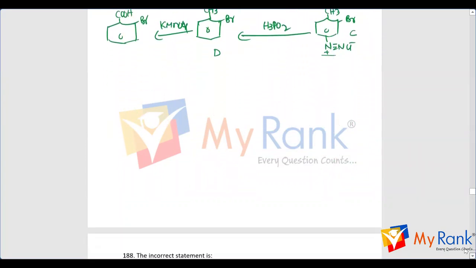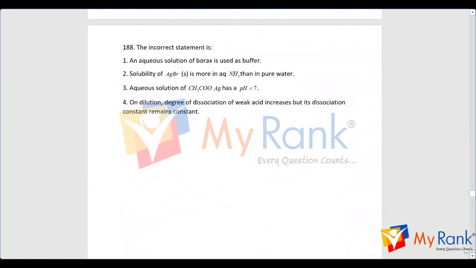Question number 188. The incorrect statement is, again, the incorrect statement we have to write. Now, an aqueous solution of borax is used as a buffer solution. Yes, the aqueous solution of borax is used as a buffer solution, correct only. And the next one is: solubility of AgBr is more in aqueous ammonia than in pure water.